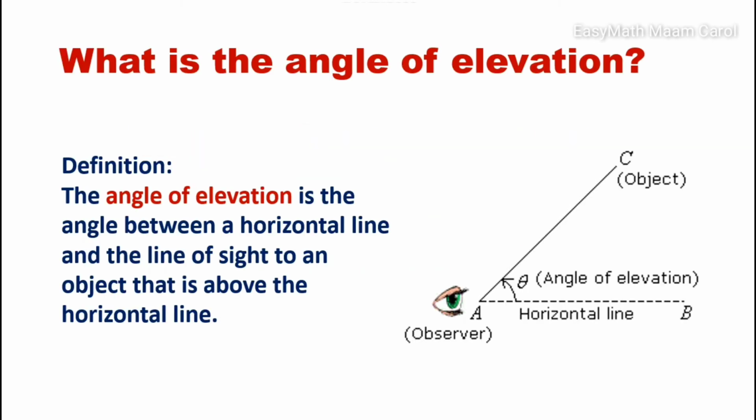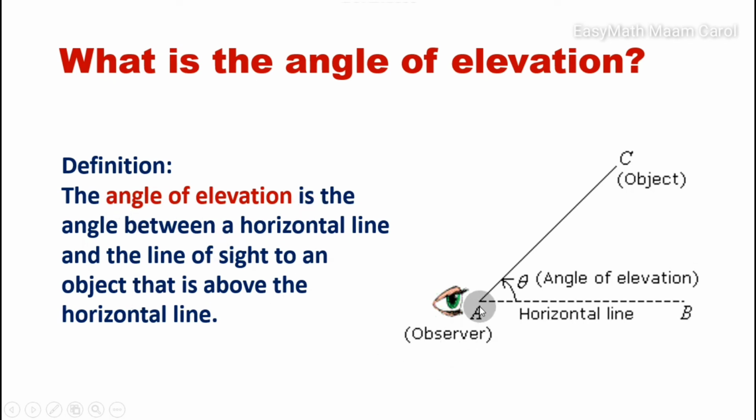What is the angle of elevation? By definition, the angle of elevation is the angle between a horizontal line and the line of sight to an object that is above the horizontal line. So, on our illustration here, dito sa kanan, we have here the observer. Nilagay natin yung kanyang mata para maipakita sa atin kung ano yung ibig sabihin ng horizontal line, line of sight, position of the object, at saka yung angle of elevation.